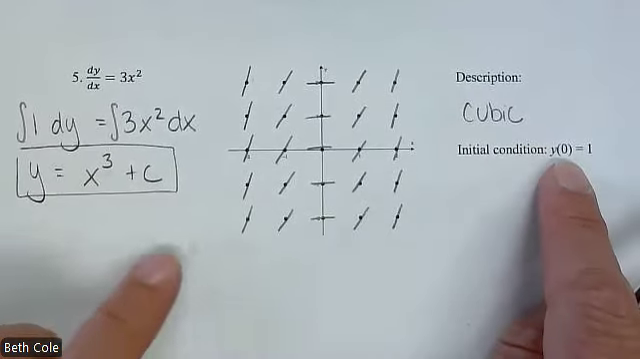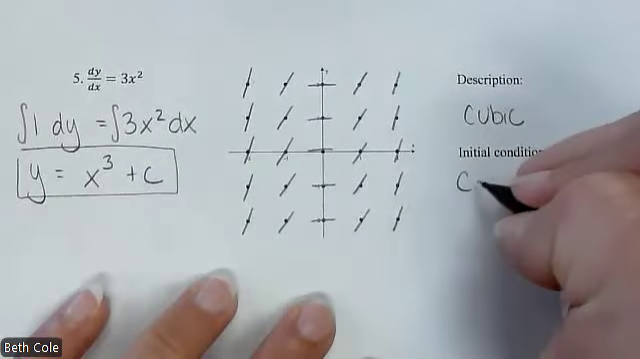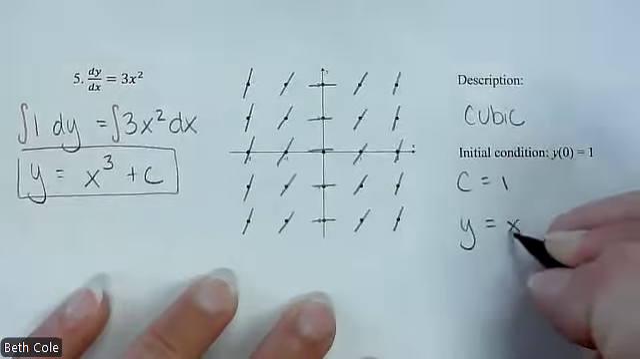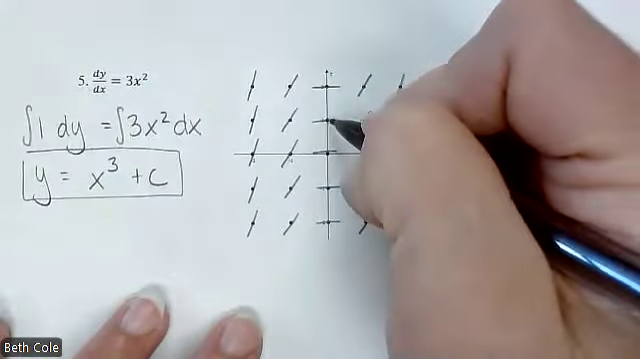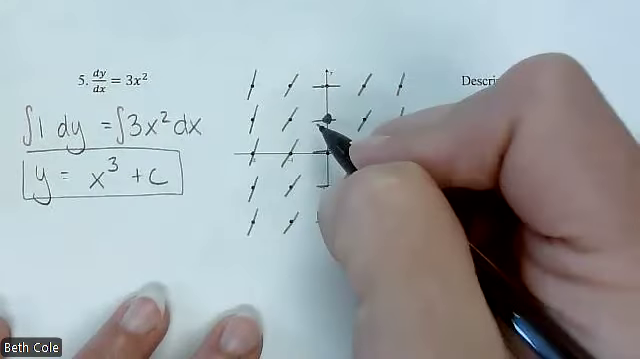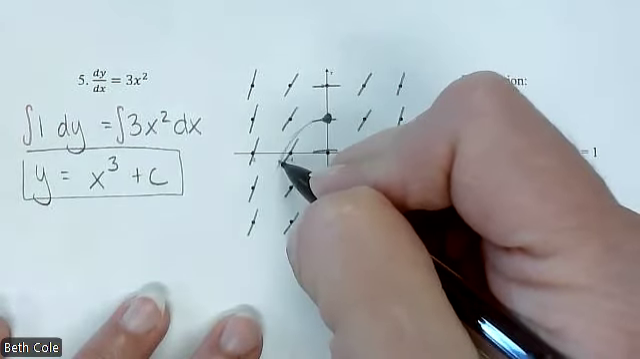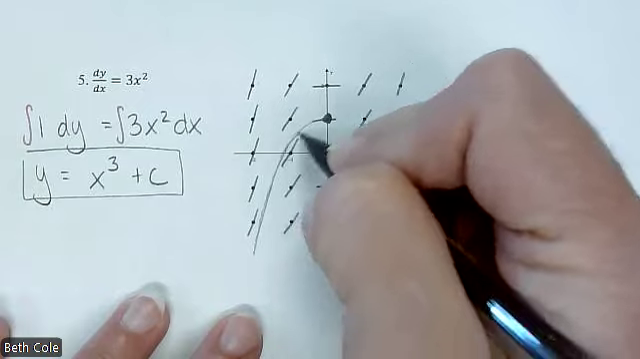Okay, and that should match. And now we're going to plug in 0 for x, 1 for y. So c would be 1. And so you end up with a cubic graph that moved up 1. So it's going to kind of come through here like this.